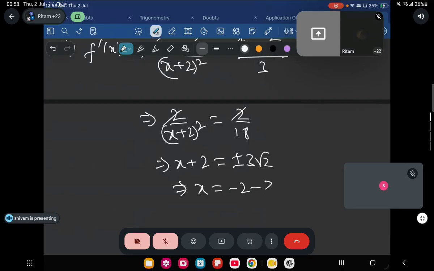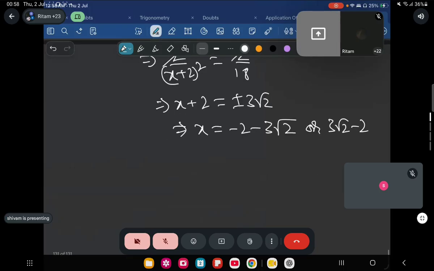Now tell me, which one will lie in the interval? Tell me quickly. Which one will lie? The positive one. Therefore, x should be equal to 3 root 2 minus 2.